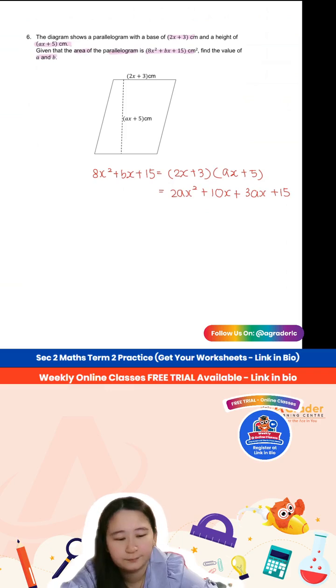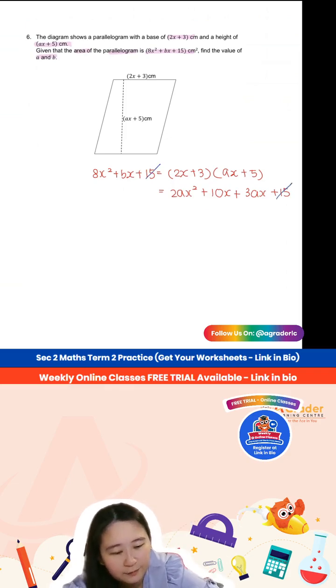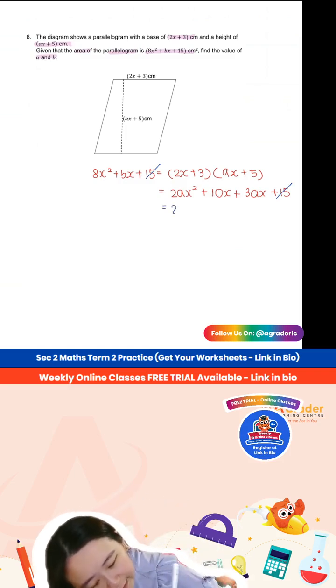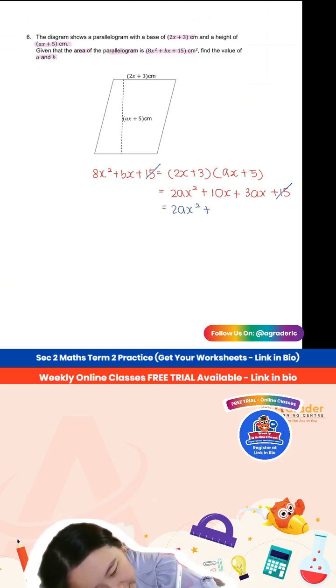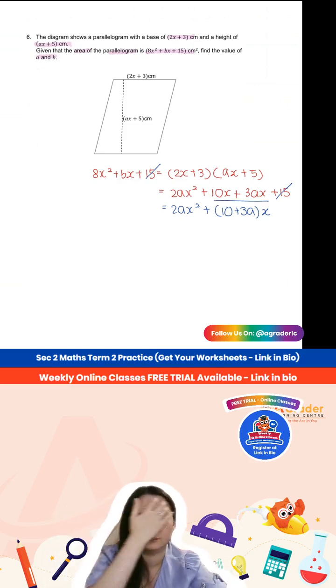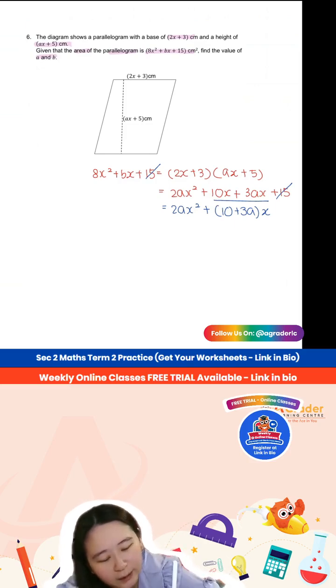Okay, so what we can do is we try to compare. So 15 definitely is together. We can rewrite this as 2ax squared plus 10x plus 3ax, so that we factorize the common factor out. The common factor is x. Okay, then we can compare easier.